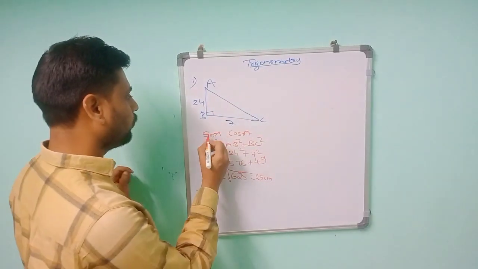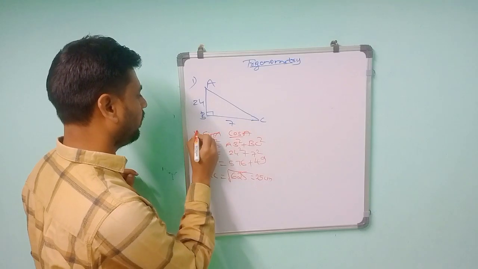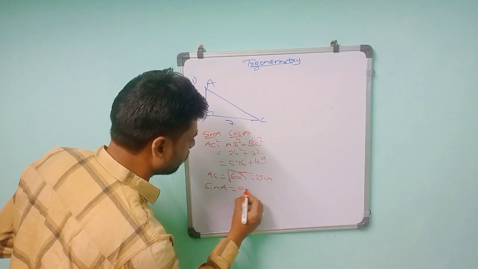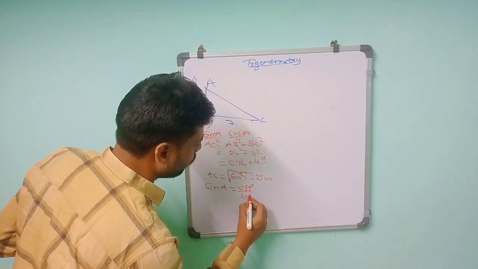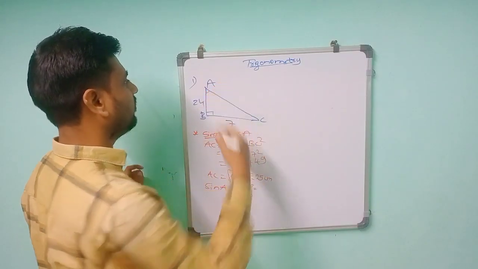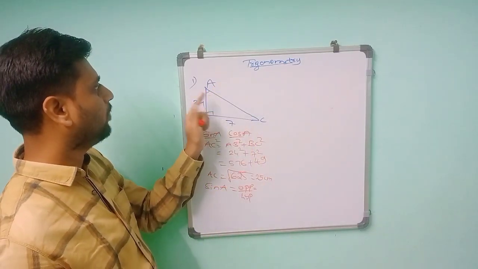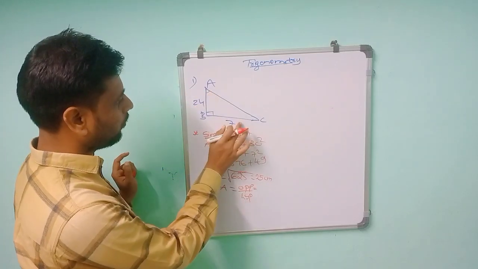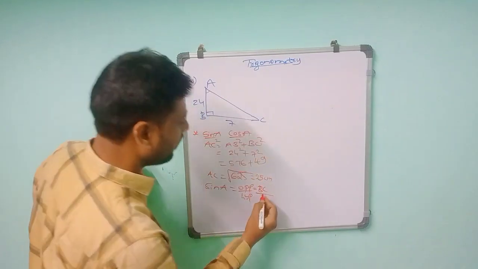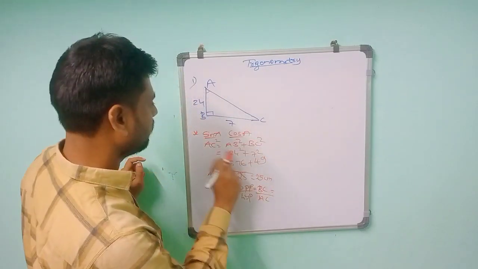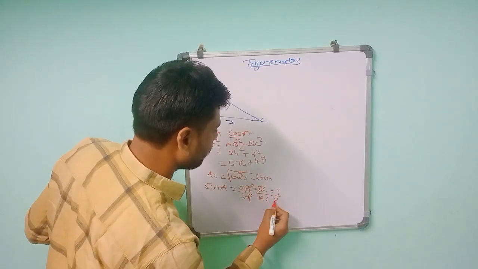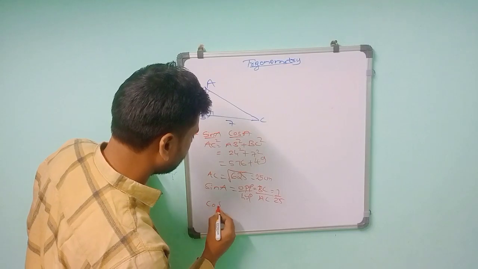So you find out the third side of the triangle. Then they asked you to find sin A and cos A. Sin A, what is the formula? What I wrote: opposite by hypotenuse. This angle is A. So sin A is opposite, and for this one opposite is BC, divided by hypotenuse AC. BC is 7 and AC is 25, so 7 by 25.